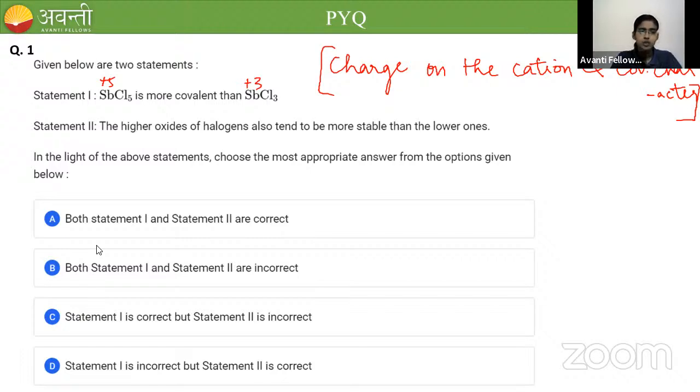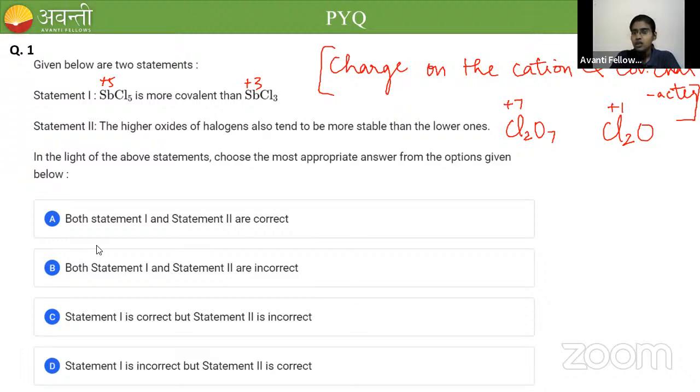Coming to statement 2, the higher oxides of halogens also tend to be more stable than the lower ones. Let me give you an example for the oxides of halogens. Oxides of halogens means compounds containing oxygen and halogen. I'll give you two examples: Cl2O7 and Cl2O. These two compounds are oxides of the halogen chlorine. In the first compound, the oxidation state of chlorine is +7, and in the second compound, chlorine has +1.